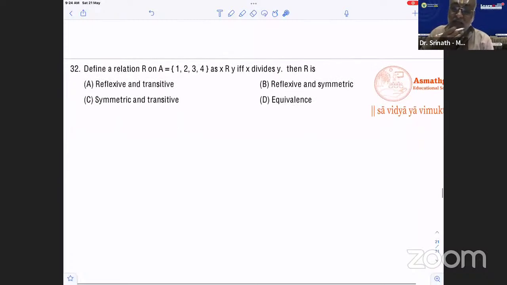Yeah, this is on relation again. Define a relation R on A = {1, 2, 3, 4}: x is related to y if x divides y. Then R is definitely a reflexive relation because 1 divides 1, 2 divides 2, 3 divides 3, and so on. Is it symmetric? Definitely not. Why? Because 2 divides 4, but 4 doesn't divide 2. Then is it transitive? Yes. Divisibility: x divides y and y divides z means x divides z. So it is reflexive and transitive.